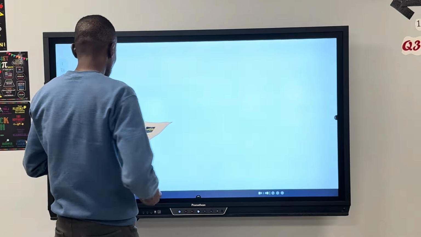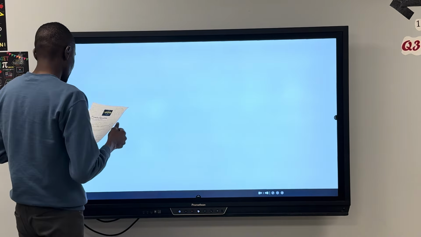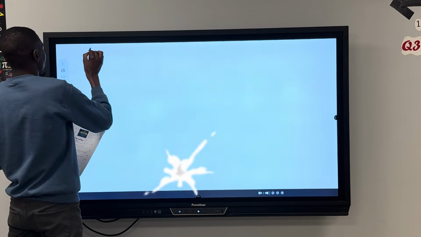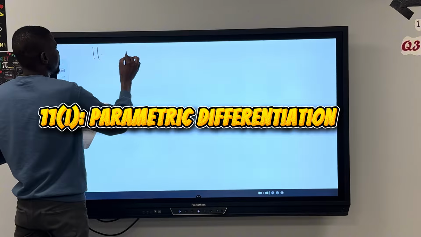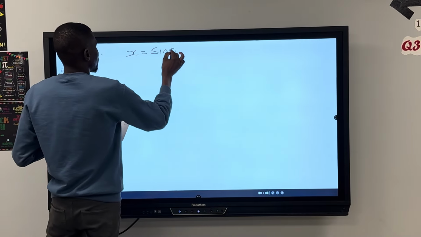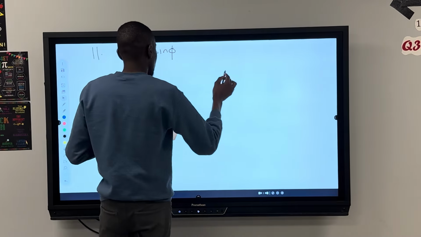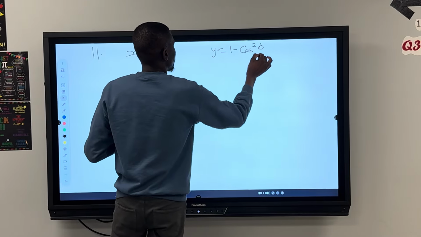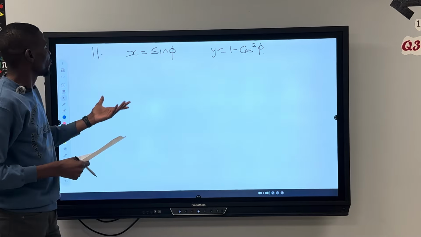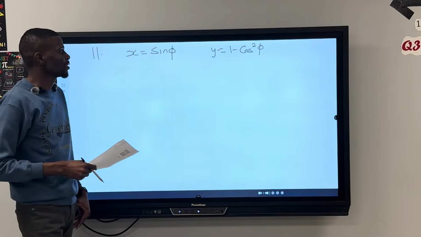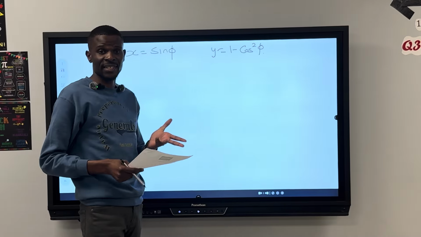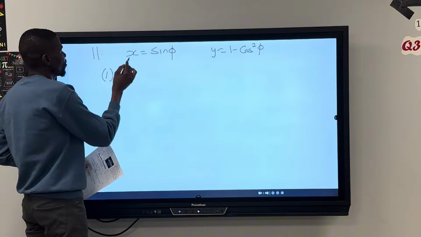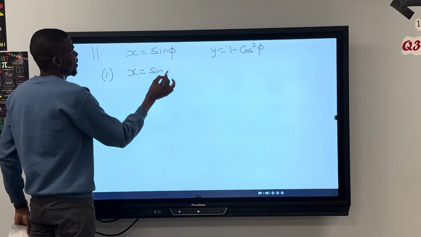All right. So we are given the parametric equations. So this is number 11. On number 11, the parametric equations are x equal to sine phi, then y equal to 1 minus cos squared phi, right? So when we differentiate sine, we get cos. If we differentiate cos, we get negative sine, right? So let's go ahead and on item 1, now we are given x equal to sine phi.